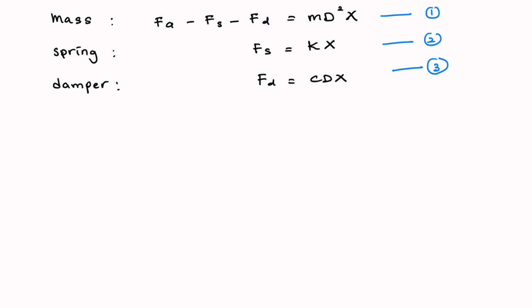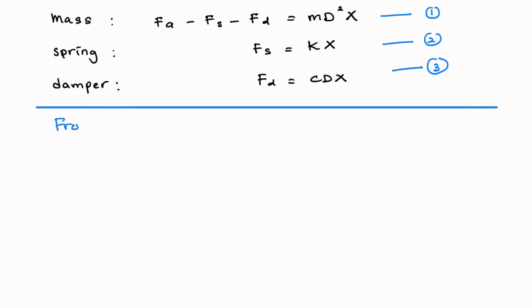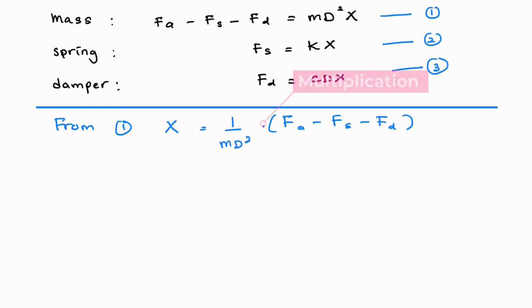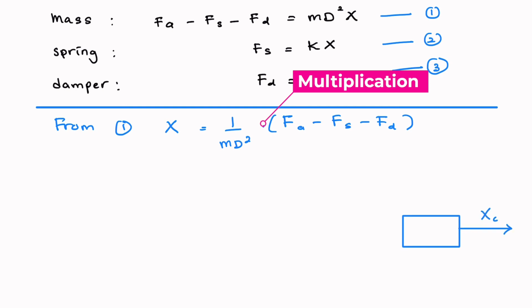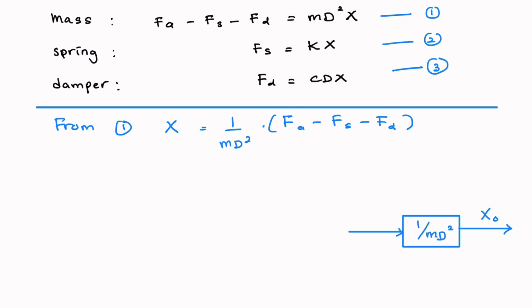Now we can draw the block diagram. So we start from the output. From equation 1, we rewrite the equation. Since the operation in this equation is multiplication, the diagram is a block with one input and one output. Then we will solve for this part.